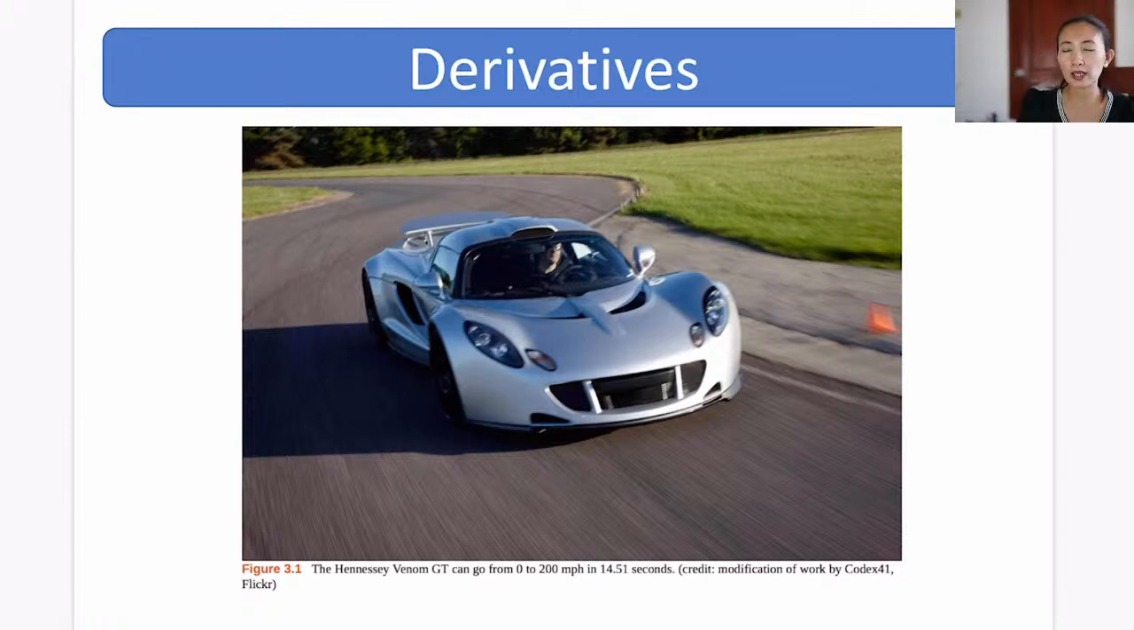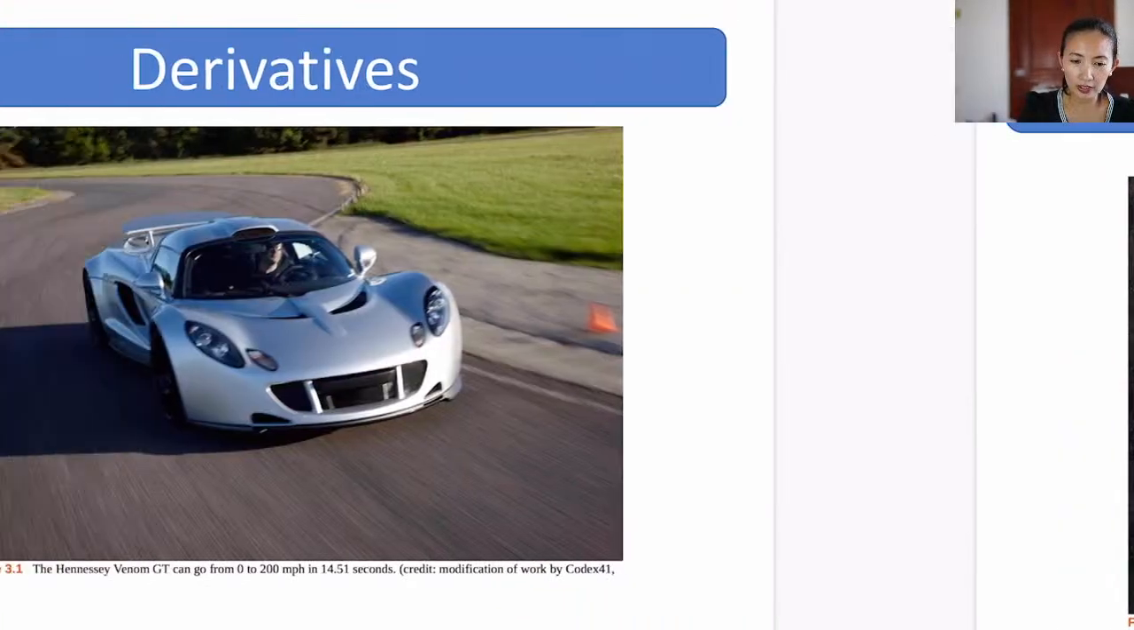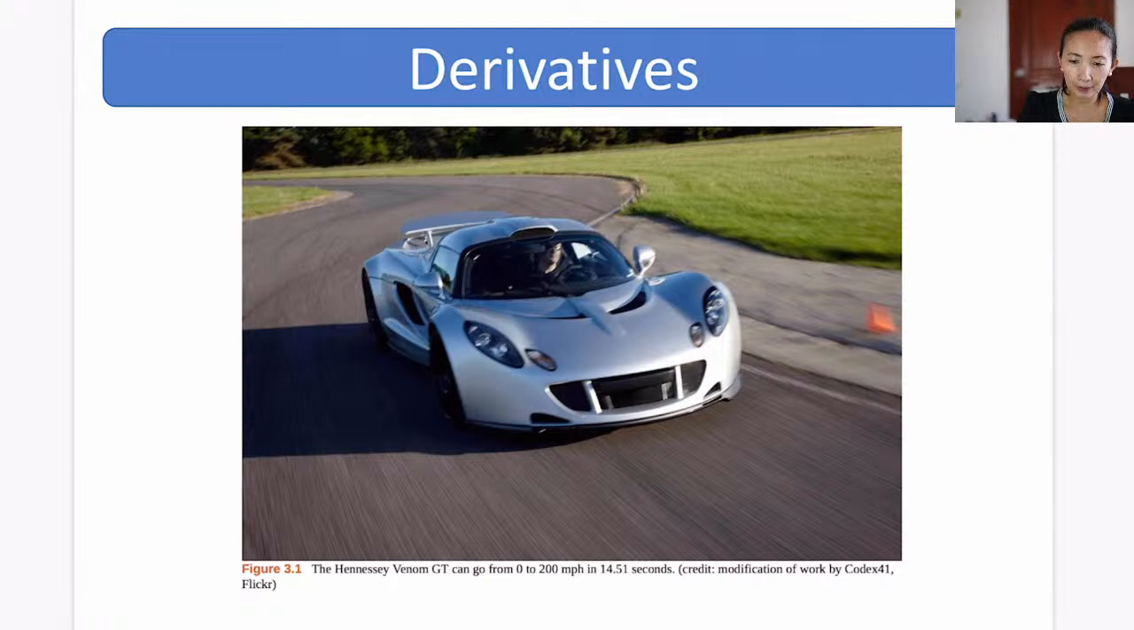That's one geometric implication. Okay? So by now, you can say that the derivative of a function is the slope of the line tangent to the function. Here, the figure shows a car which can go from 0 to 200 mph in 14.51 seconds. Bakit kaya yun? Okay, anong significance naman yan sa konsepto ng derivative?